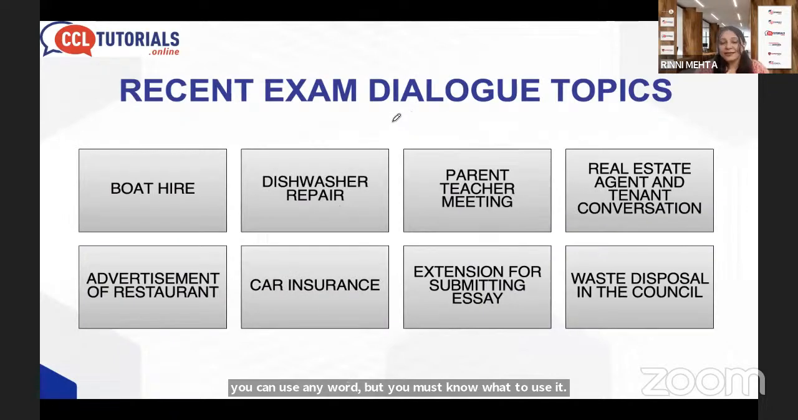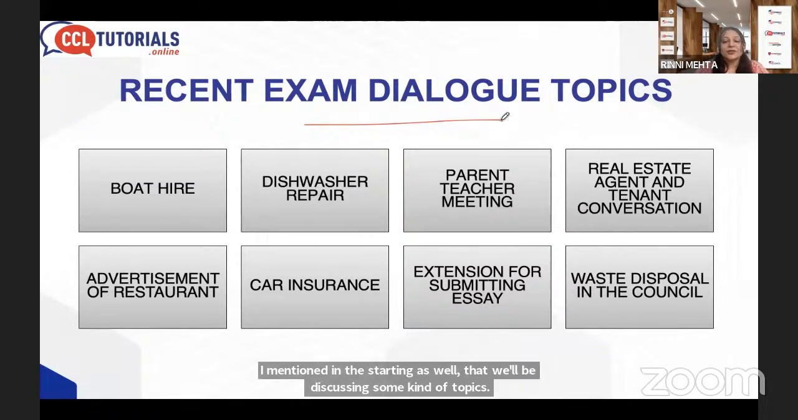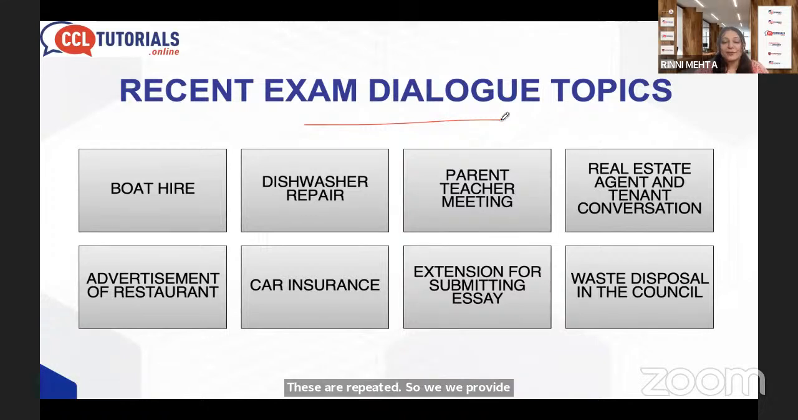And what are the recent exam dialogue topics? As I mentioned in the starting as well, we'll be discussing some dialogue topics. These are repeated. So we at CCL tutorials provide the prediction file and exam memories and all these things. What are the repeated questions? We do take most of them in our class.